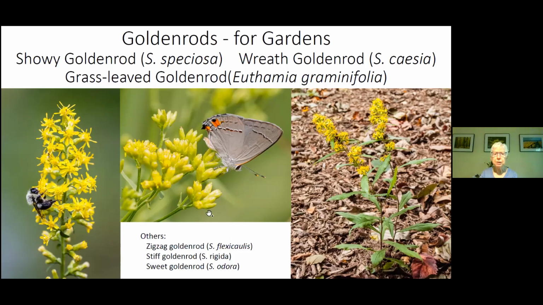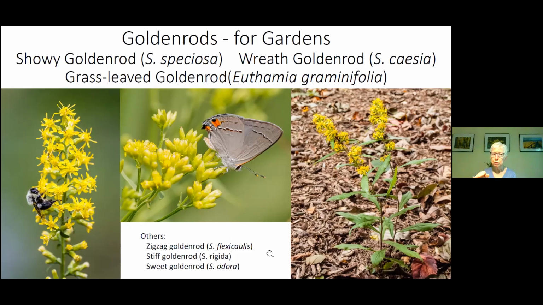Another one that I kind of like, although this does spread by its root system, so you do want to make sure that you have space for it, so if it's a small garden, it doesn't just take over, is grass-leaved goldenrod. This has sort of flat flower clusters as opposed to the more spiky or plume-like or pyramidal shaped flower clusters that we see in many of the other goldenrods.